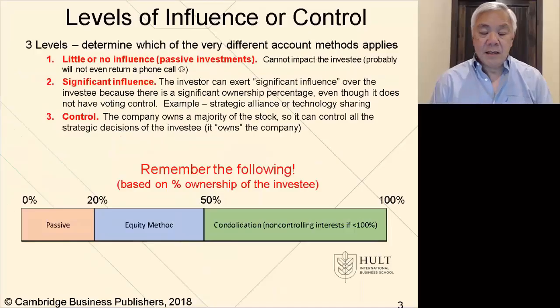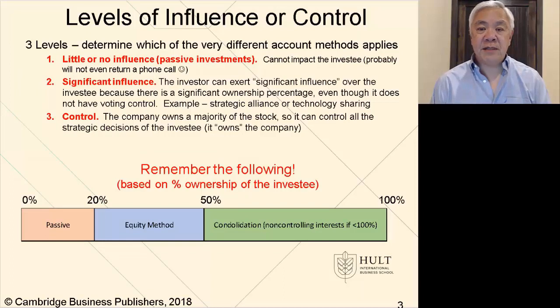Let's look a little bit more closely at the level of control to differentiate between the passive and the equity method. First, if it's from 0 to 20%, that's deemed passive with little or no control, and that is the simplest of all methods, and we'll look at that accounting method. It's simply fair value accounting.